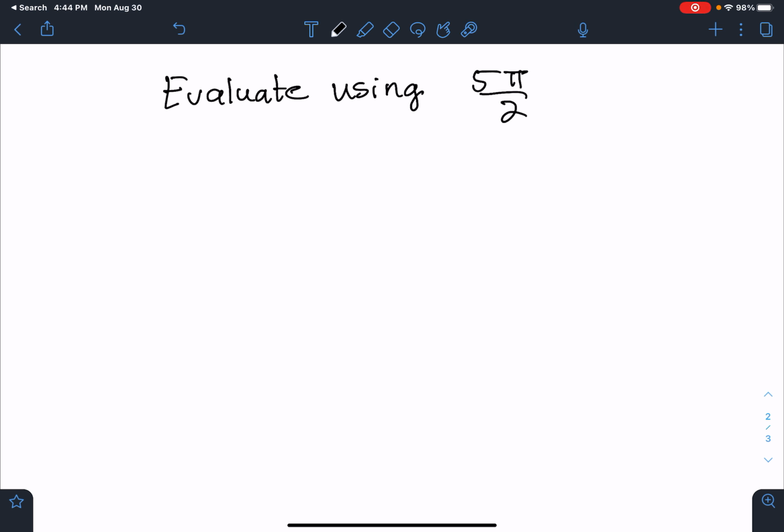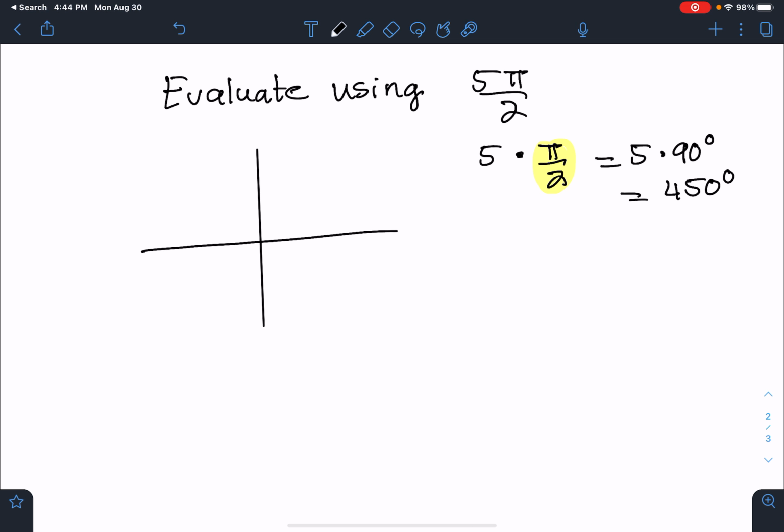I told you in class the way that you want to look at this is 5 times pi over 2. So if you think of pi over 2 as being 180 divided by 2, then you know that this is actually just 5 times 90 degrees, which is 450 degrees. So if I was going to make a quick graph, I know that if I go around once, that's 360.